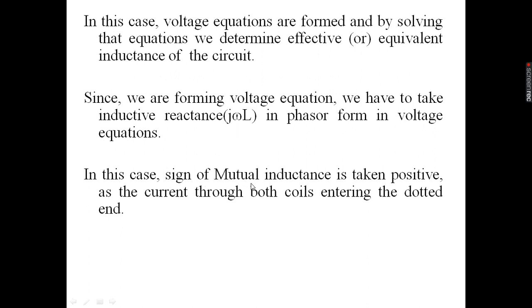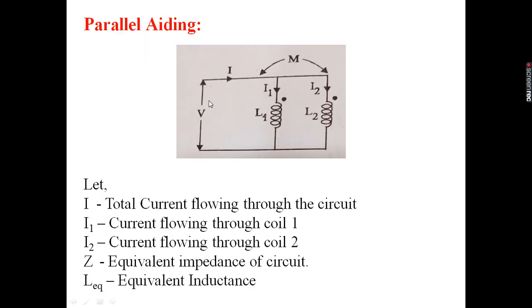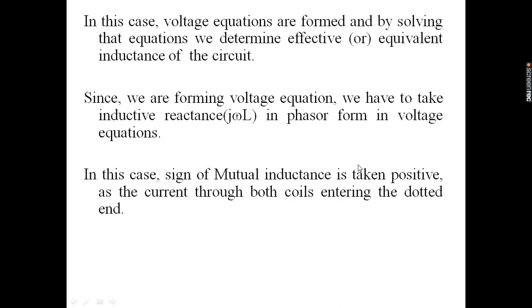In this case, the polarity, or sign, of the mutual inductance will be positive. Why? Again, we use the dot rule. You can see the total current coming to this node and branching, and this current I1 enters the dotted end in coil 1, and similarly current I2 enters the dotted end in coil 2. So in both cases current enters the dot, so the sign of mutual inductance is positive.